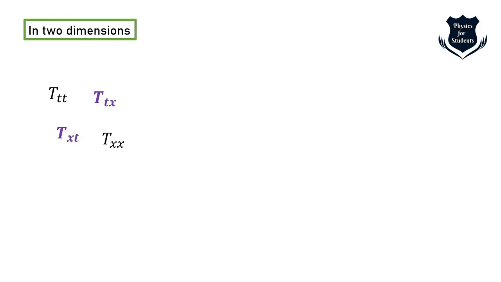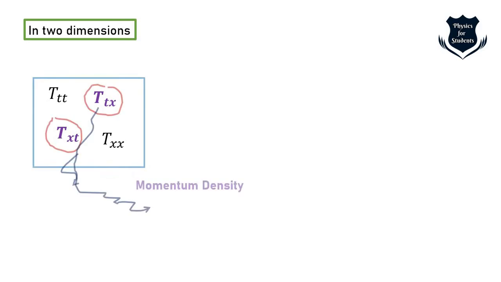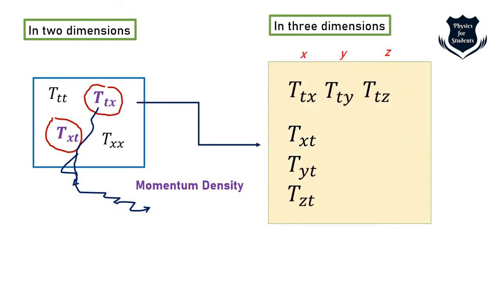Now again, I have considered the tensor in 2 dimensions. So if I consider T sub tx, which I mentioned in purple, and T sub xt, that is actually the momentum density. Don't worry, we will soon explain what we mean by momentum density. Now you see this term, the momentum density, gets expanded in 3 dimensions, and here is how it looks. You have 3 spatial dimensions, x, y and z, on both the horizontal and vertical side, and T sub tx and T sub xt get expanded into a 3x3 matrix, or you can say it gets more complex into this kind of tensor.